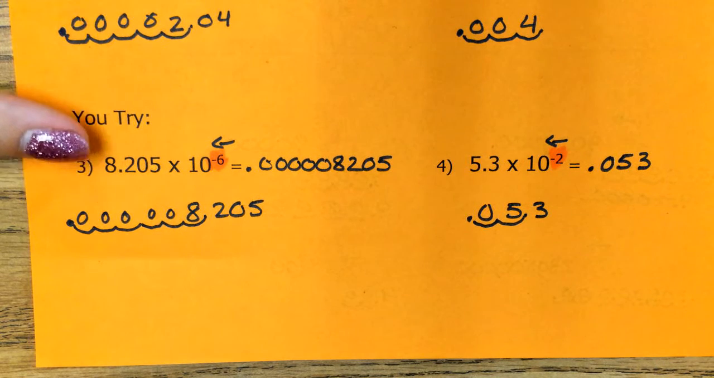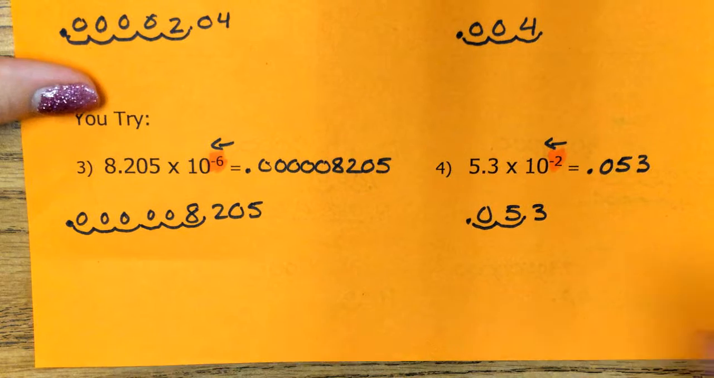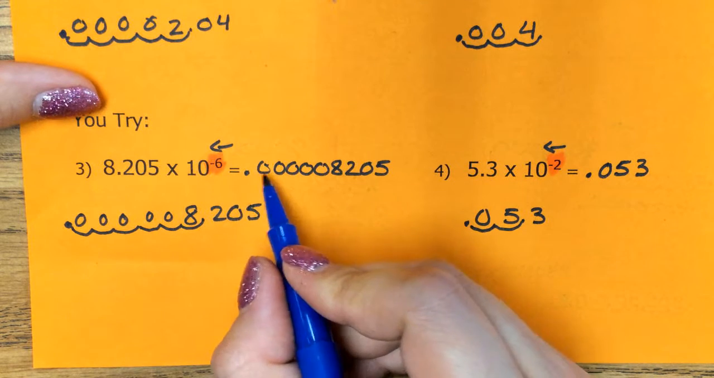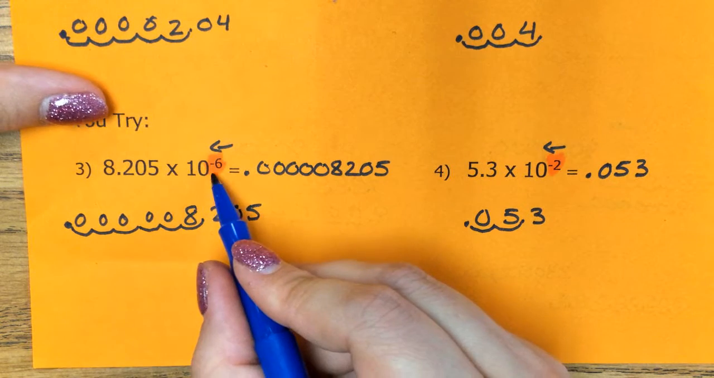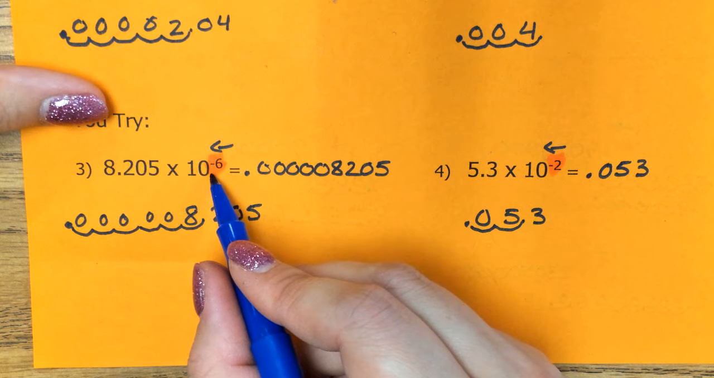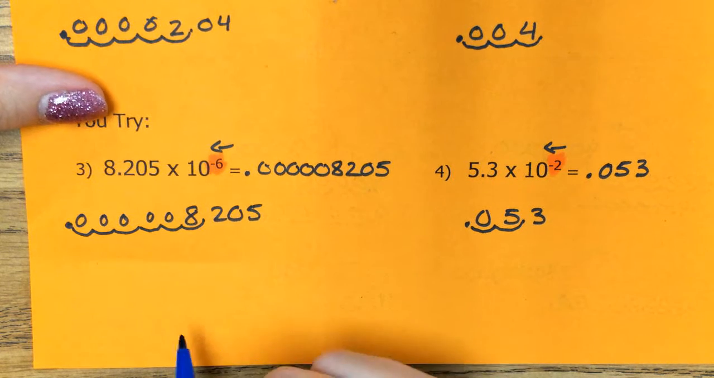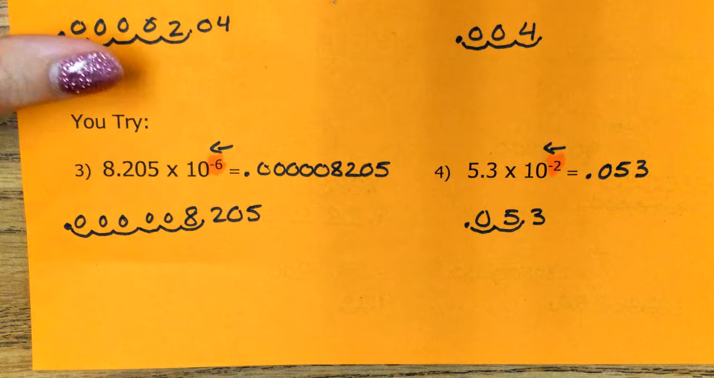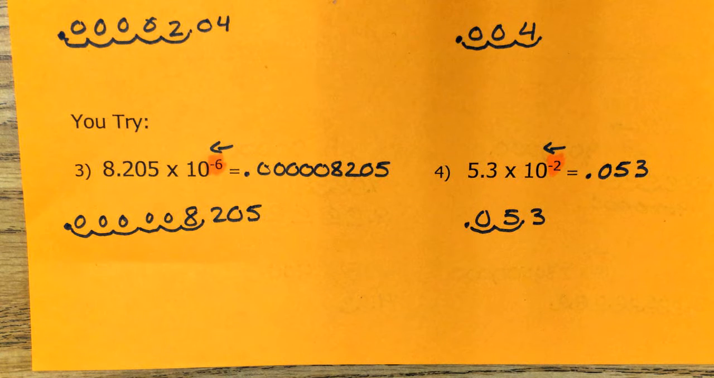So remember, we're moving the decimal that many times. Again, on this one, 1, 2, 3, 4, 5 zeros were added, but the exponent was 6. It's not how many zeros we add, it's how many times I move the decimal point. So these are the notes on scientific notation, putting it into standard form.